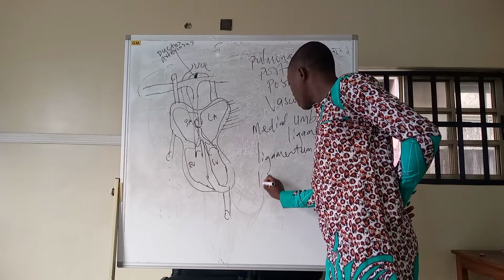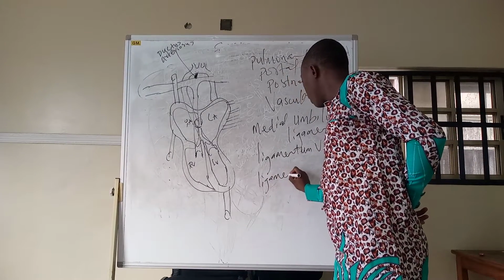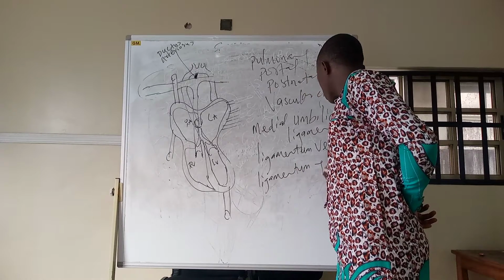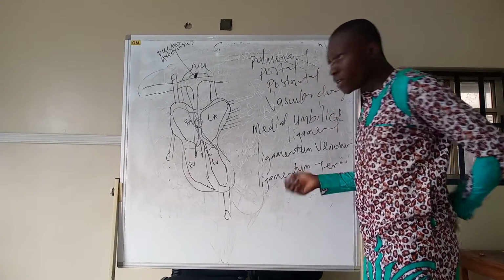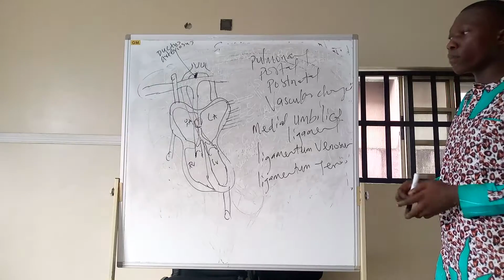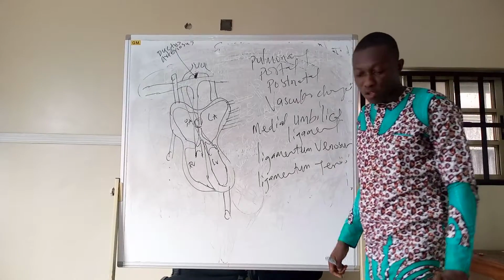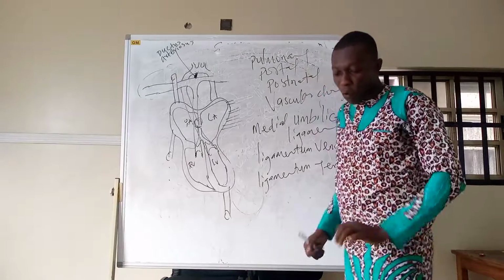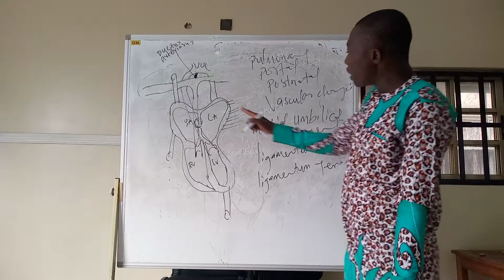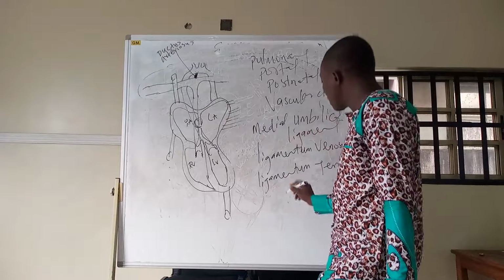Alright, number 3 is that the umbilical vein becomes ligamentum teres. Umbilical vein becomes ligamentum what? Teres. That means if you open the human body where you're supposed to have the umbilical vein, what you have is what? Ligamentum teres.